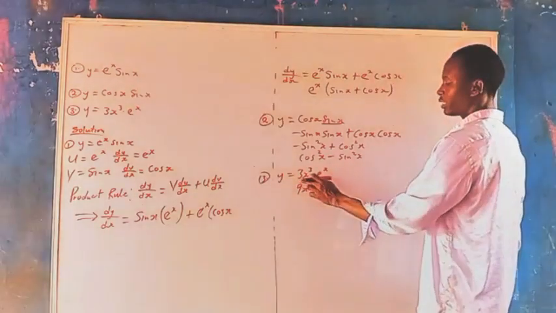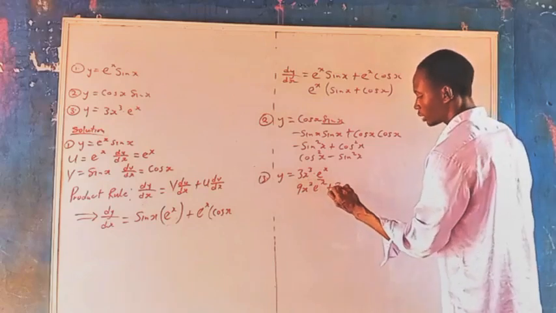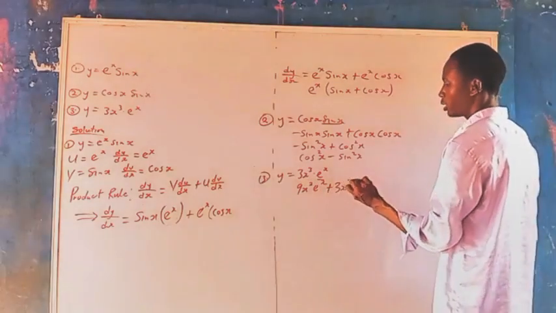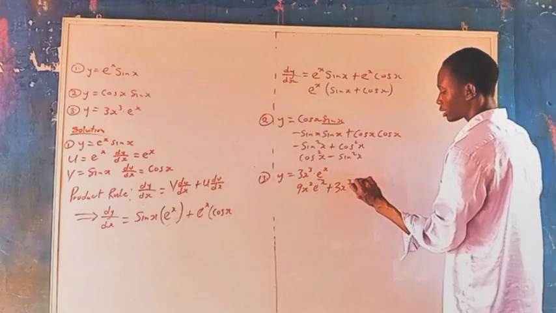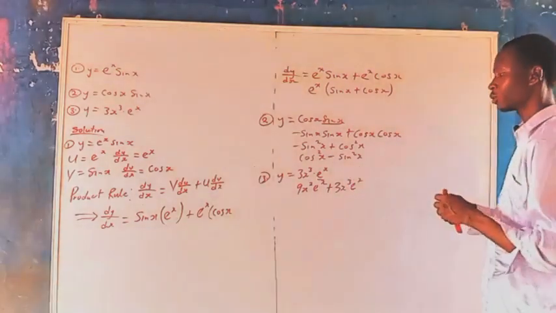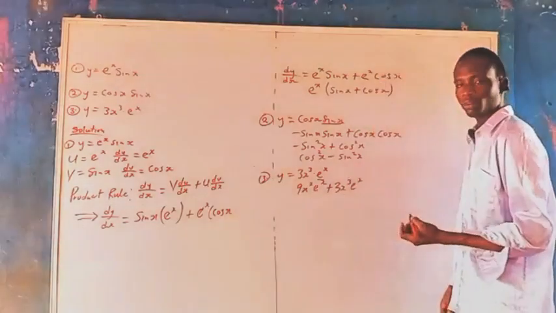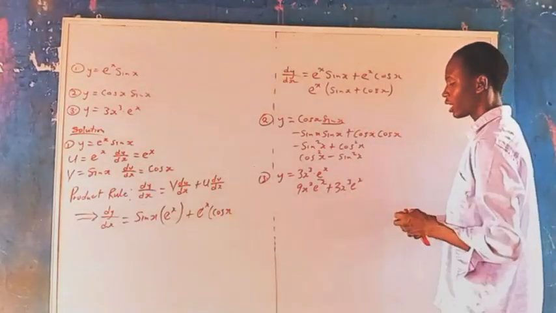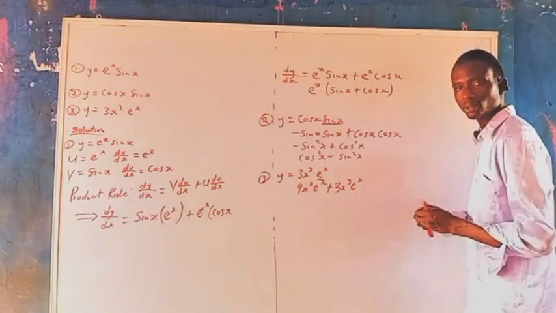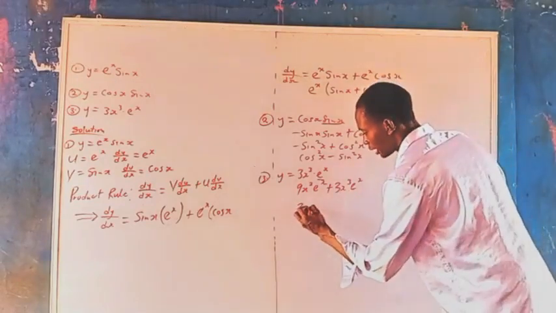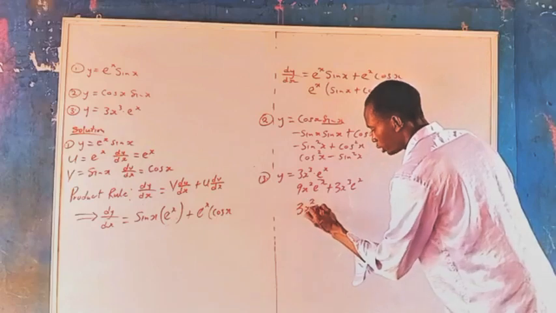You leave this now, you differentiate the second one. So this will be 3x to the power of 3, e to the power of x, because if you differentiate e to the power of x, you are still going to have e to the power of x. So now we can factorize the common factor. If you look at this, the common factor here is 3x to the power of 2 e to the power of x. So that will be 3x to the power of 2 e to the power of x.